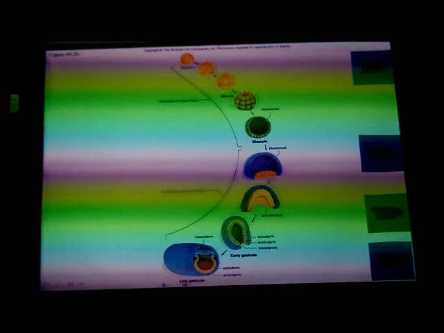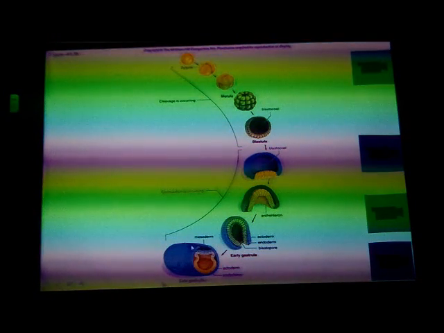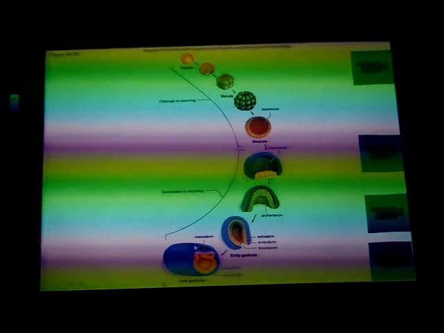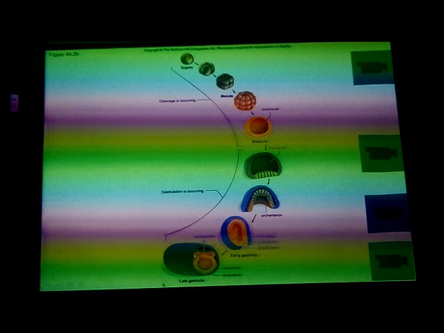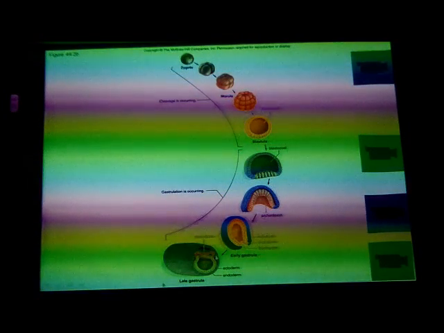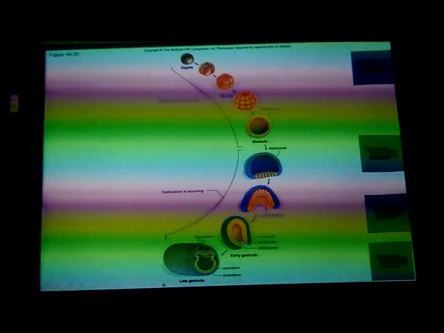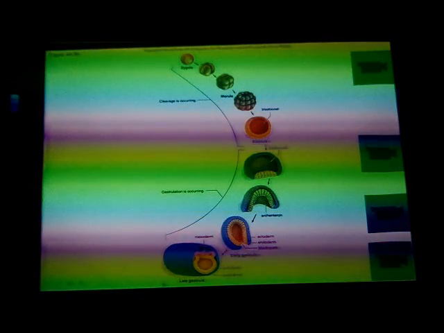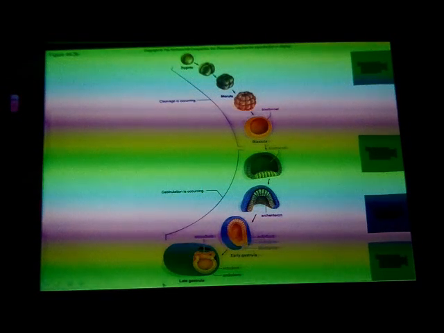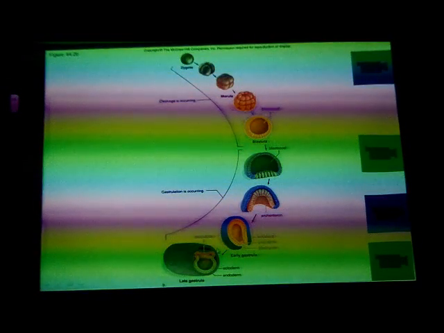Later, you see down here where it says late gastrula, and they show the body of the organism lengthwise. A new layer of cells starts to form, this purple layer of cells. We call that mesoderm. And it forms from some of the endoderm cells. Some of the endoderm cells start to change and become what we call mesoderm cells. And the mesoderm is actually in between the endoderm and the ectoderm.